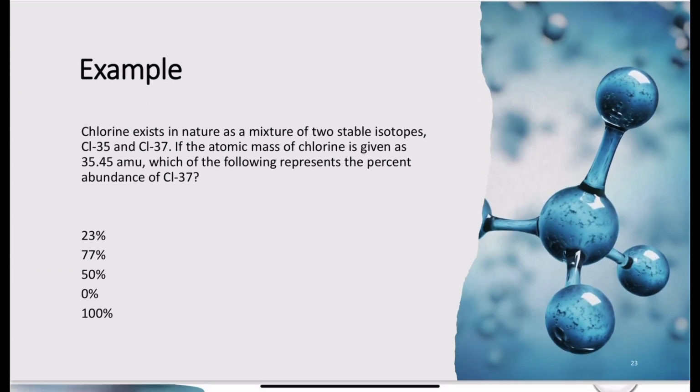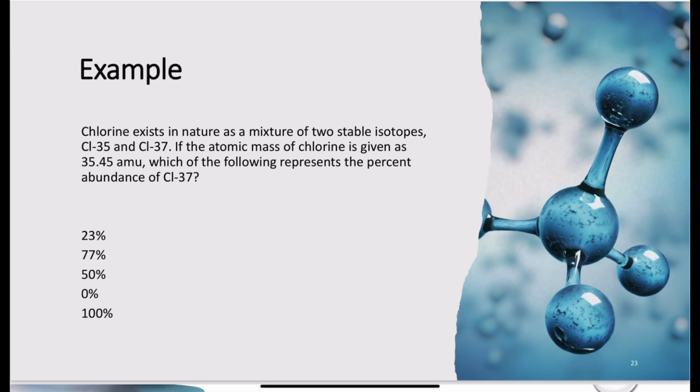And the last question in this module: chlorine exists in nature as a mixture of 2 stable isotopes, chlorine-35 and chlorine-37. Which of the following represents the percent abundance of chlorine-37? Now, earlier in this module, we did see the actual peak, the mass spectrum, so we should be able to answer it if we went back to that part in the video. But we don't have to either. We can just think about what this means.